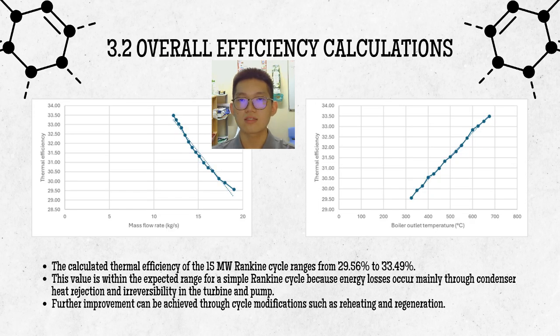According to the two graphs of thermal efficiencies against mass flow rates and thermal efficiencies against boiler outlet temperatures, the calculated thermal efficiency for the 15 megawatt Rankine cycle ranges from 30% to 34%. This value is within the expected range for a simple Rankine cycle because energy losses occur mainly through condenser heat rejection as well as irreversibility in the turbine and pump. Further improvement can be achieved through cycle modifications such as reheating and regeneration.